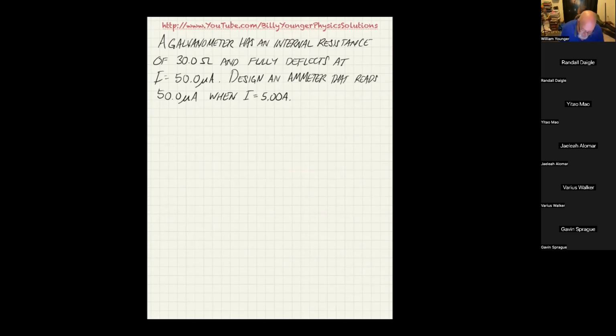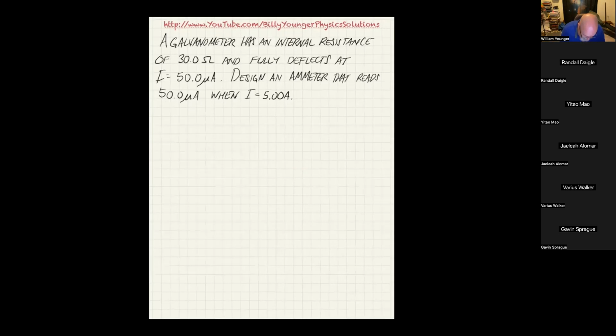Now, to design an ammeter, you have to make the lion's share of the actual current go through a resistance that's really easy to go through, and we call it a shunt resistance.